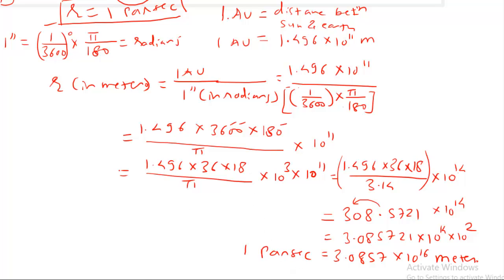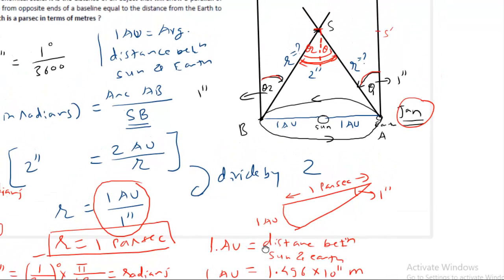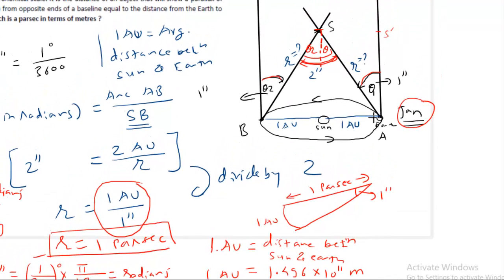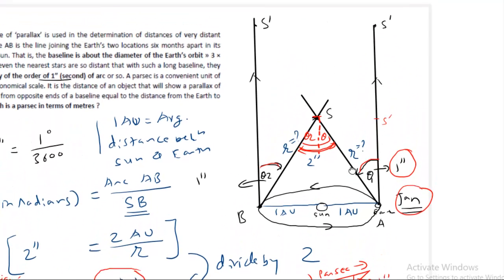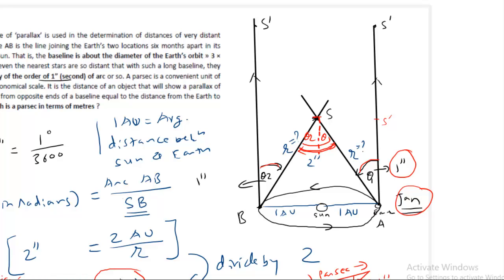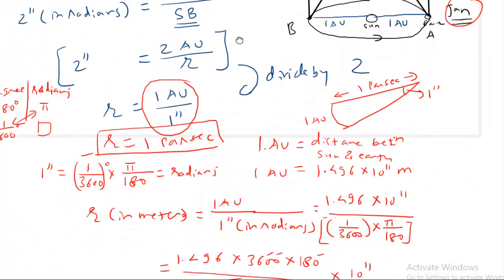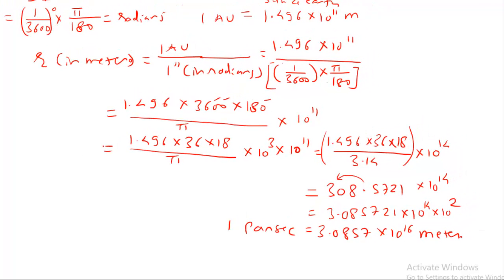So again, come back to our question. If star S is creating the parallax angle of 1 second of arc with respect to a distant star S dash, then its distance from the earth, whether it is at position A or at position B, will be 1 parsec, and 1 parsec is equal to 3.0857 into 10 to the power 16 meters.